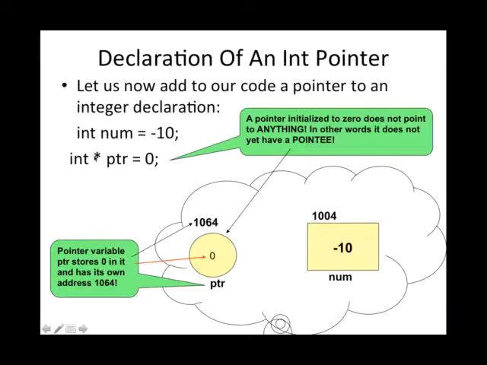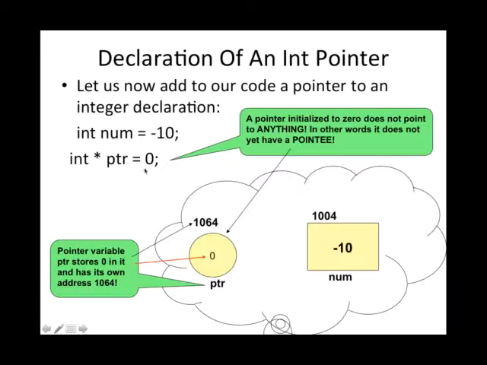So once we declare int asterisk ptr equals 0, that simply means that we are declaring another variable called ptr. It will have its own memory address, like 1064 here, but it will store 0. Okay, so we have two entities. A num variable storing 10, starting address 1004. A pointer variable storing 0 because I put 0 here. If I didn't, it will be undefined. And starting address 1064. Pointers are usually 4 bytes. Could be 2 bytes depending on the operating system.